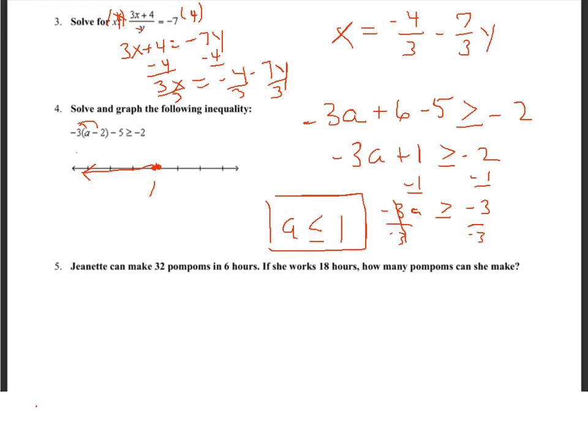Number 5, Jeanette can make 32 pom-poms in 6 hours. She works 18 hours. How many pom-poms can she make? Okay, to set this up, I've got pom-poms and hours. So I'm going to put pom-poms on top over hours and set up a proportion. So I've got 32 pom-poms in 6 hours. And they tell us she worked 18 hours, so that's going to go on the bottom. How many pom-poms can she make? We don't know. Here we go, right?